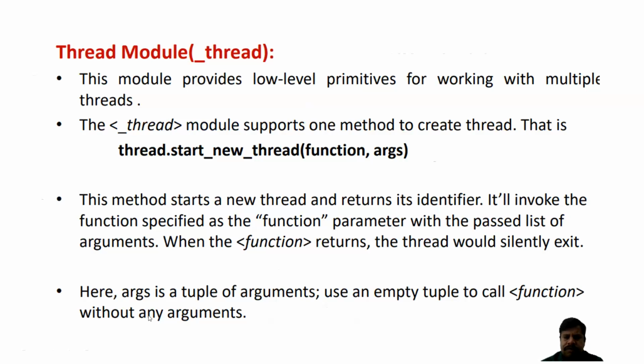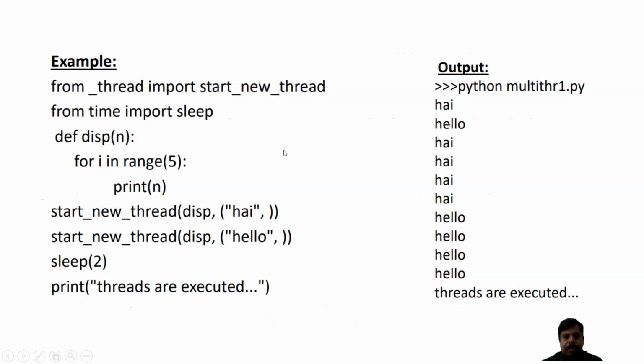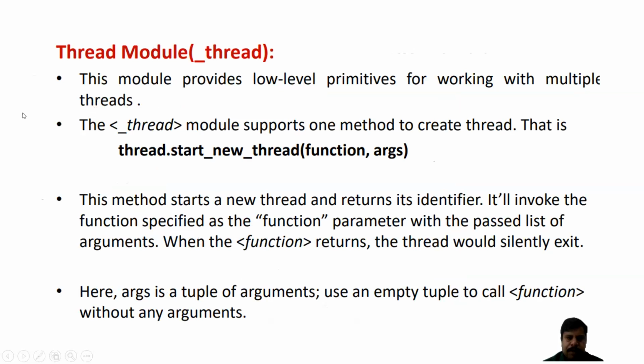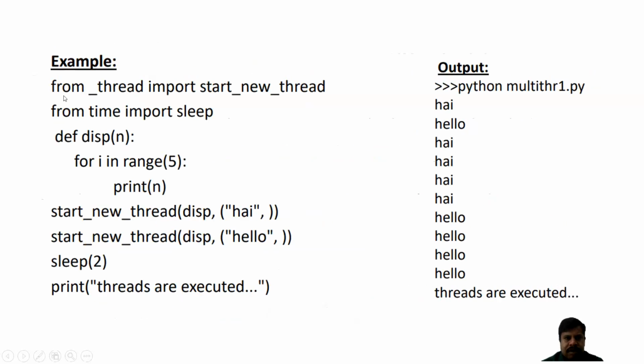We may not use a tuple of arguments, so simply the function. Okay. Next, this is a small example program for the thread module. The thread can be started as: from _thread import start_new_thread, from time import sleep, define display(n): for i in range(5): print(n). start_new_thread(display, (i,)), again start_new_thread(display, (hello,)), sleep(2), print threads are executed.